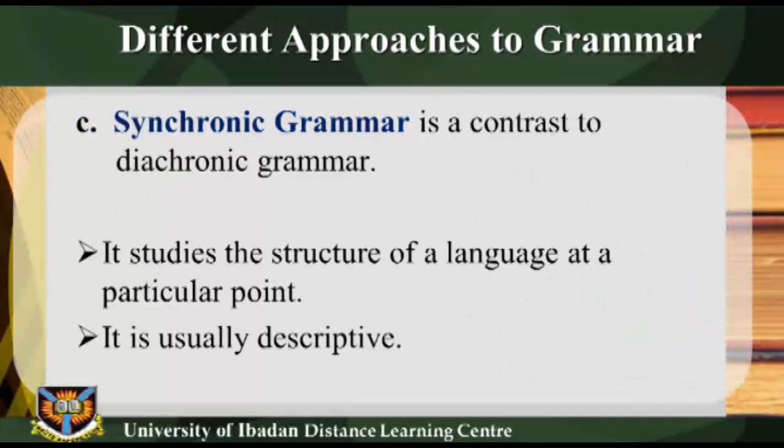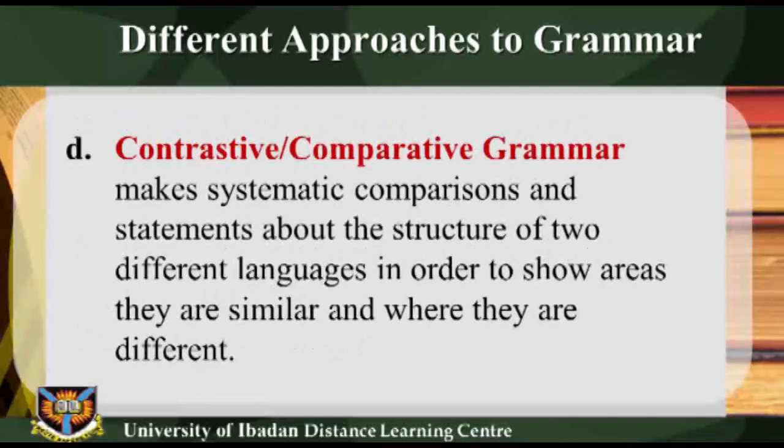C. Synchronic grammar. Contrasts with diachronic grammar. It studies the structure of a language at a particular point. It is usually descriptive. D. Contrastive and comparative grammar. Makes systematic comparisons and statements about the structure of two different languages in order to show the areas where the two structures are similar and where they are different.